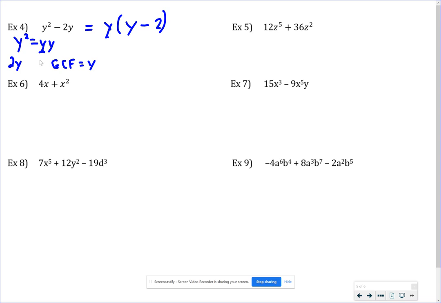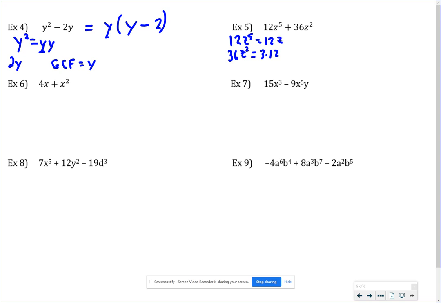And then let's do example 5. First thing you're going to do is find the GCF. So we've got 12z to the 5th and 36z squared. Well, I'm going to notice that 36 is 3 times 12. So the coefficients 12 and 36 are going to have a GCF of 12.